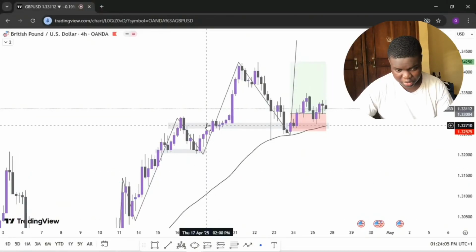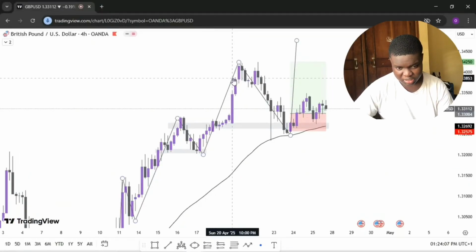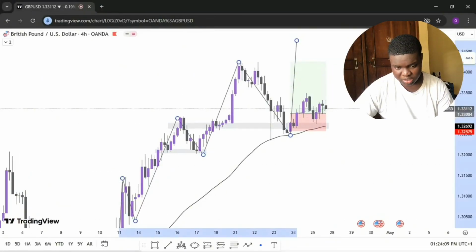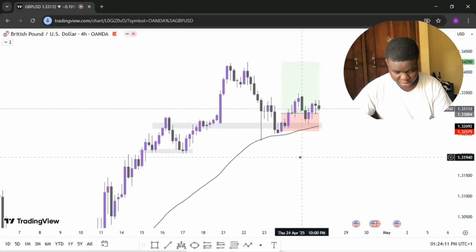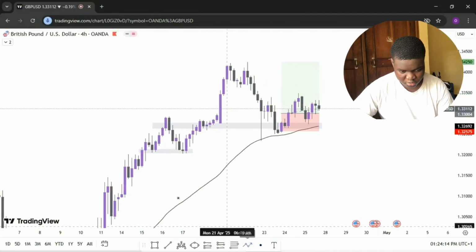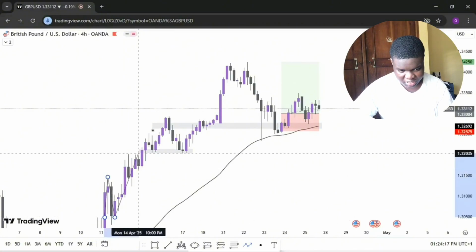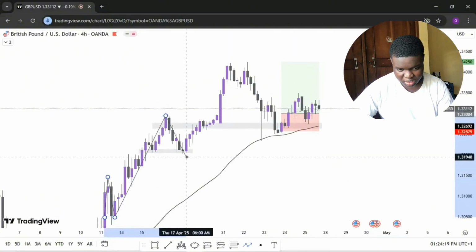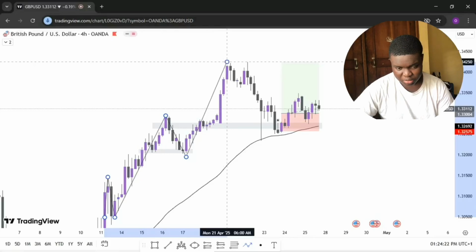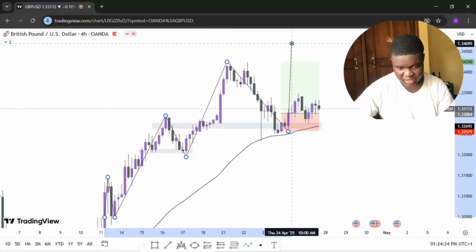So as you can see on GBPUSD, how I came up with this trade idea was that we're experiencing bullish market structure, which is quite simple. So we had a higher high, a higher low, a higher high, a higher low, and a higher high. So the expectation was for this higher low to give us the next higher high.